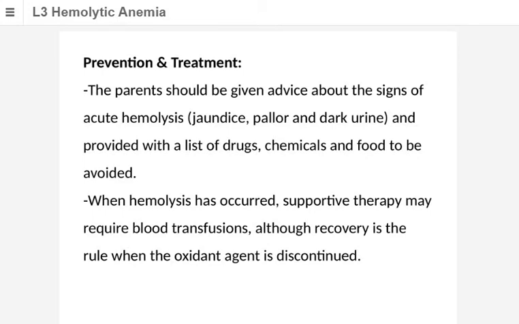When hemolysis has occurred, supportive therapy may require blood transfusion, although recovery is the rule when the oxidant agent is discontinued. It means treatment depends on the severity of the case. If it is mild, just supportive therapy, even no need for a blood transfusion. But in case of severe hemolysis and the patient is nearly shocked, blood transfusion is indicated. What is most important is to follow up this patient, to see the color of the urine and the general condition of the patient. If the general condition is improving and the urine gets a lighter color, it means he is improving.